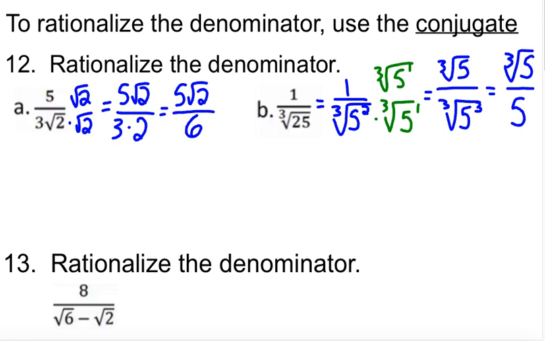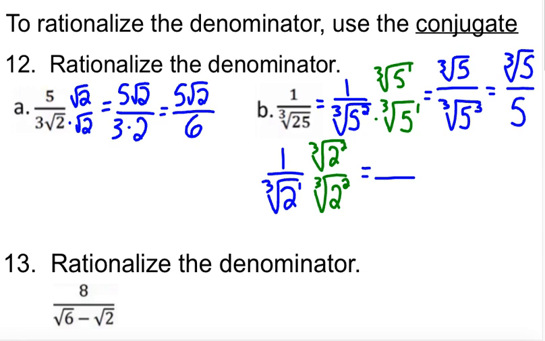So let's say the problem was instead 1 over the cube root of 2. Just leave it at that. Okay, now 2 is to the first power. I can't factor it any further. My goal is to have 2 to the third power, because I want the cube root and the third power to cancel out. So I'm going to multiply by 2 squared, top and bottom, the cube root of 2 squared.